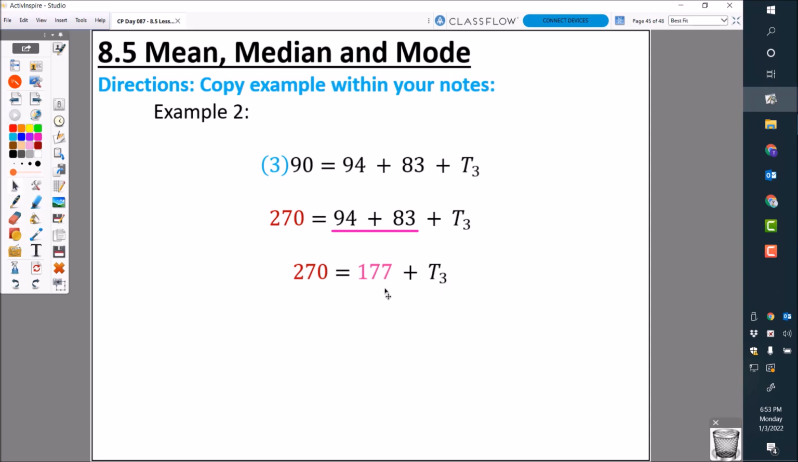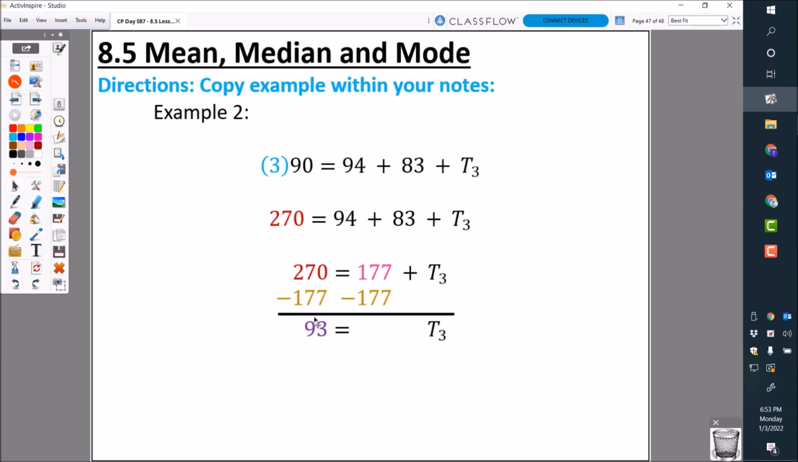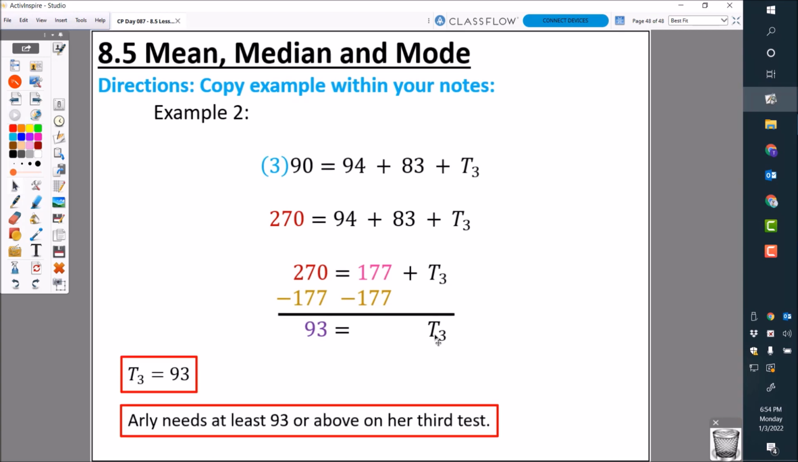So to solve for t sub 3, we're going to subtract 177 from both sides to find the value of t sub 3. So when I subtract 177 from both sides of the equal sign, I have 93 on the left side, and it will equal t sub 3. So the grade for Arlie's third test has to be a 93. So again, she would need at least a 93 or above on her third test to have an average of 90.